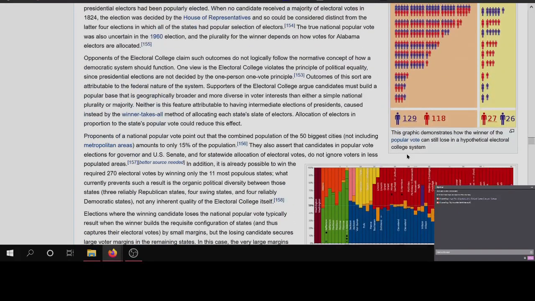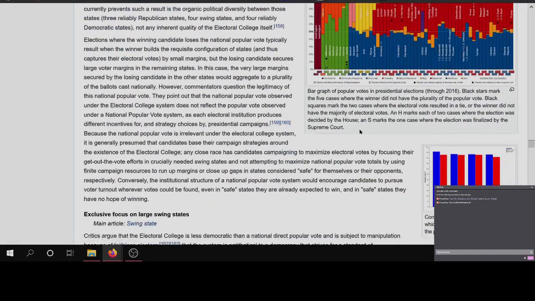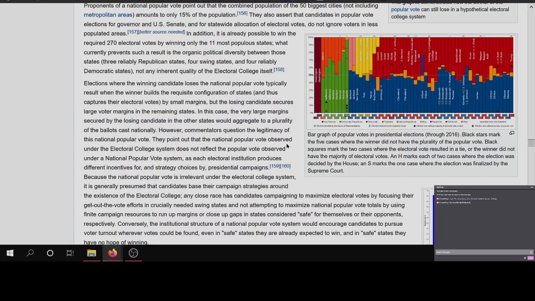It talks about the graphs. The graphs demonstrate the winner of the popular vote can still lose in a hypothetical electoral college system. We've seen this at the beginning of the century in the U.S., and it just shows that everybody understands that. A bar graph of the popular votes in presidential elections through 2016. Black stars mark the 5 cases where the winner did not have a plurality of the popular vote.